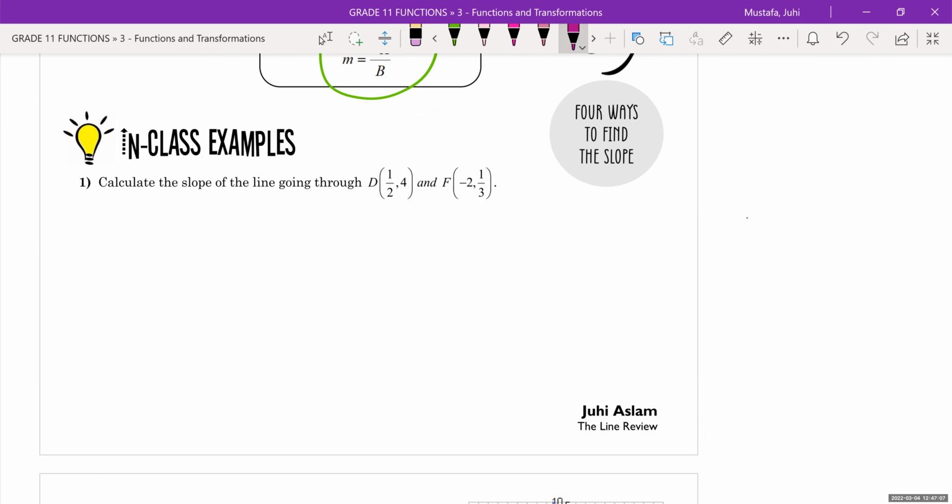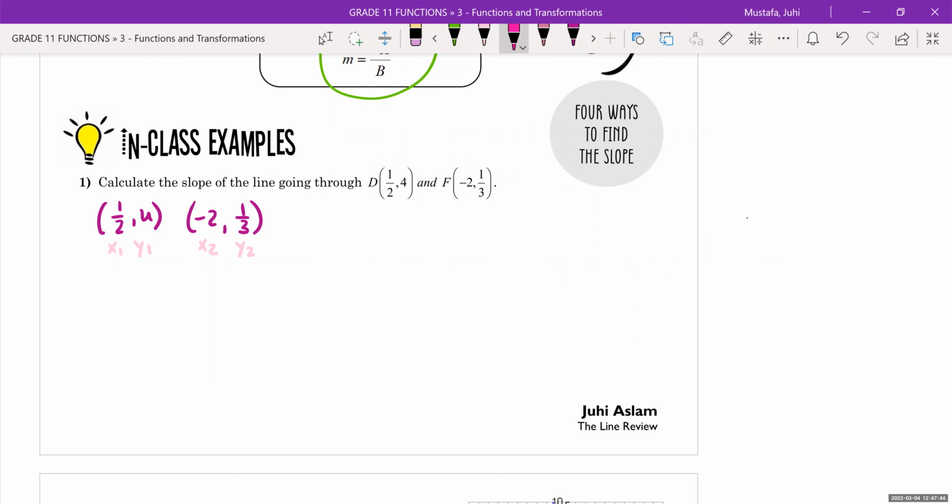So I begin by rewriting the points and labeling them. So I have a half comma 4, and I have -2 comma 1 over 3. And the way I do this is I pick one of my points and I call it x1 and y1, and I pick the other point and I label it x2 and y2. Doesn't matter which one you label 1 and 2, you just have to remember to be consistent. So if you name one of them x1, then the y that's accompanying it has to be a 1 as well.